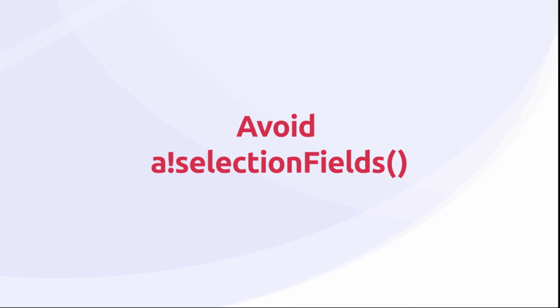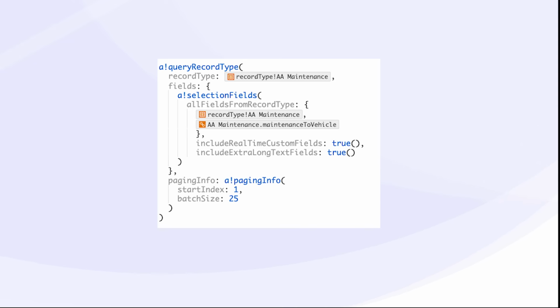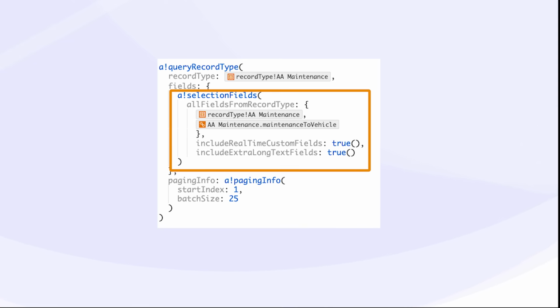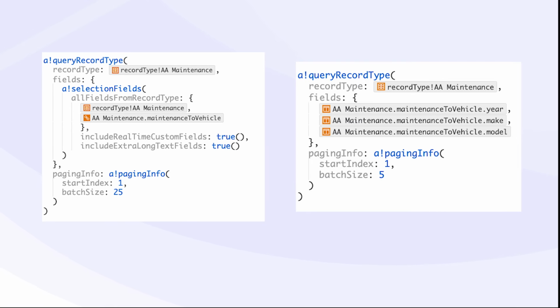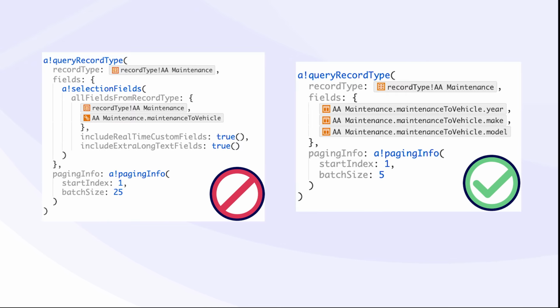Second, be careful with a!selection fields. This function is a convenient way to get all fields from a record, but you should only use it if you absolutely need every single field. Overusing it leads to the exact problem Acme Auto had. Instead, only return the fields you will need.